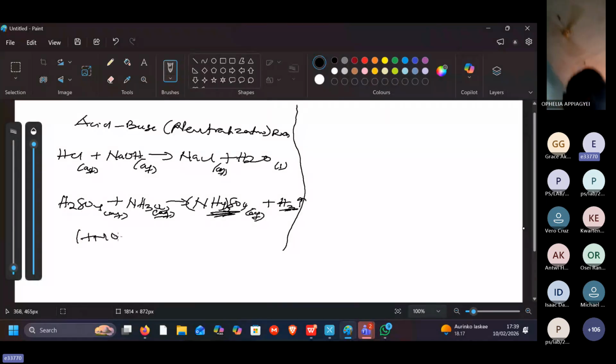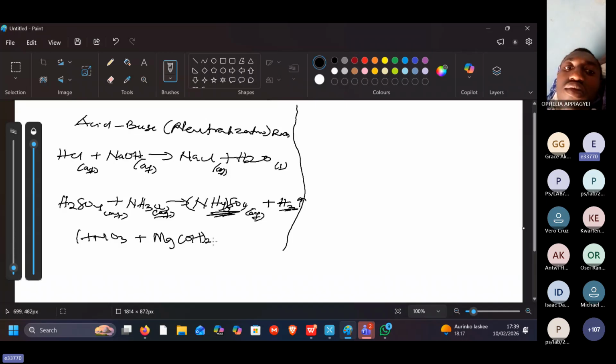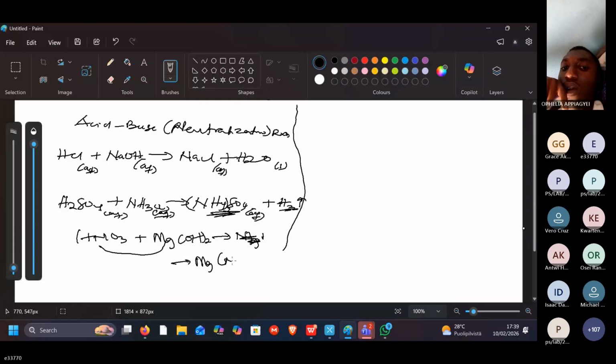How about this? NH3 plus Mg(OH)2. What will be the product? Magnesium nitrate. Oh, so there's exchange. Magnesium exchanges that, and so we're going to have magnesium nitrate. So let me rewrite that. We're going to form magnesium nitrate. That's a salt, and that magnesium nitrate will be in water.